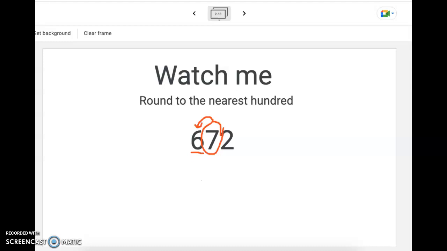So that 6 is going to change to a 0. Now we circle our boss for one specific reason, and that's first of all to let us know that it's a boss, but the most specific reason is to remind us that that digit turns to a 0 along with all the digits after it. So this 2 also changes to a 0. Therefore, 672 rounds to 700.